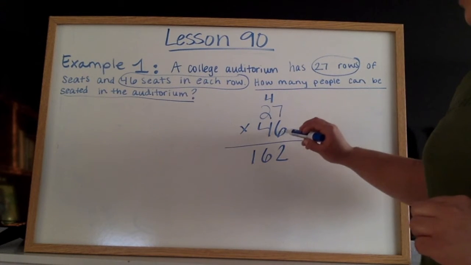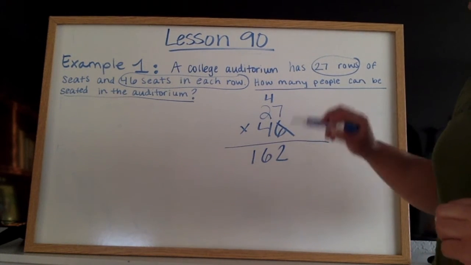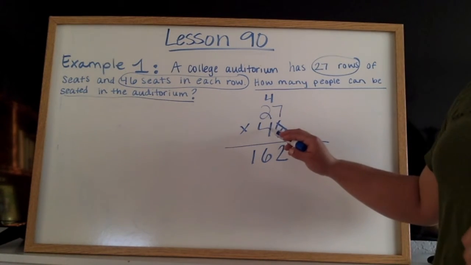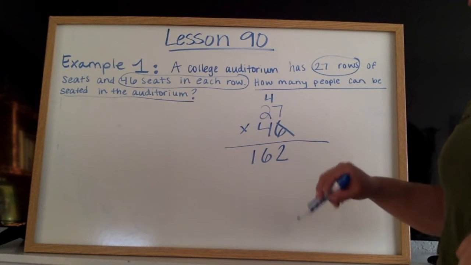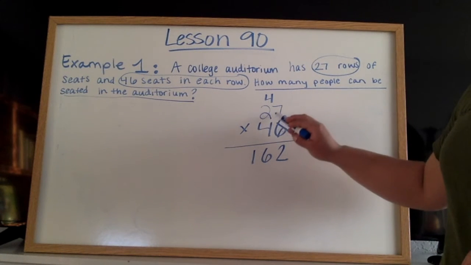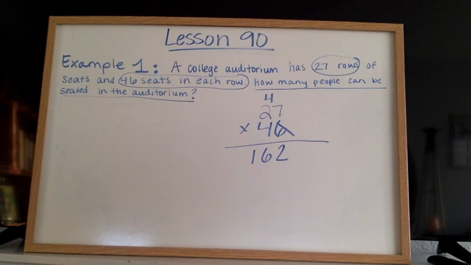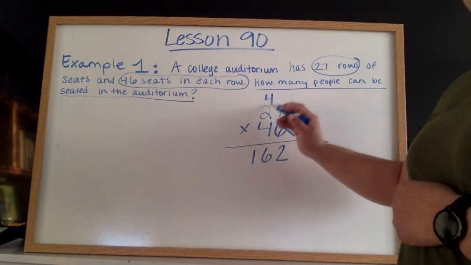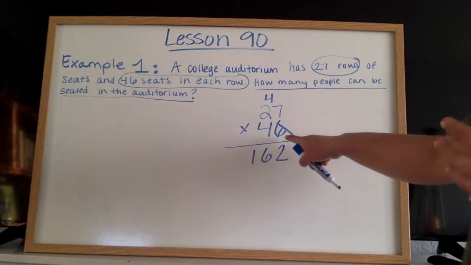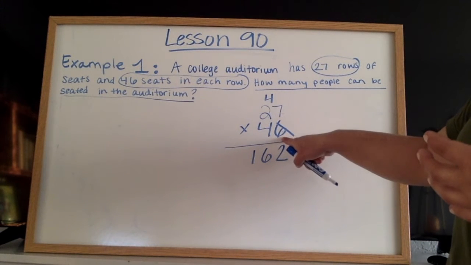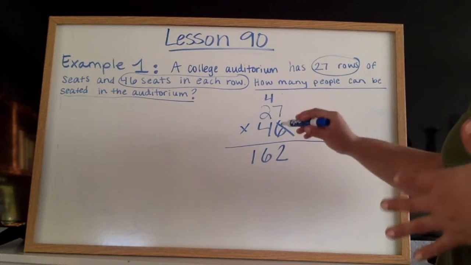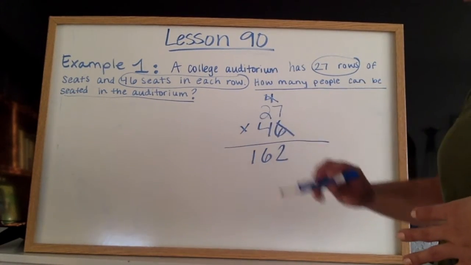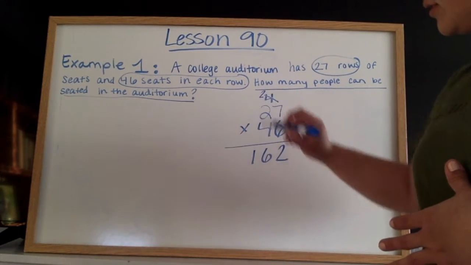Now I'm done with this 6, so I'm just going to cross it off. Now I'm going to multiply by my 4. I'm still going to multiply in the ones place first. 4 times 7 is 28. Now, I had this 4 here from the previous multiplication problem, so I just cross that off, because 4 times 7 is 28. So I need to have a 2 up here.